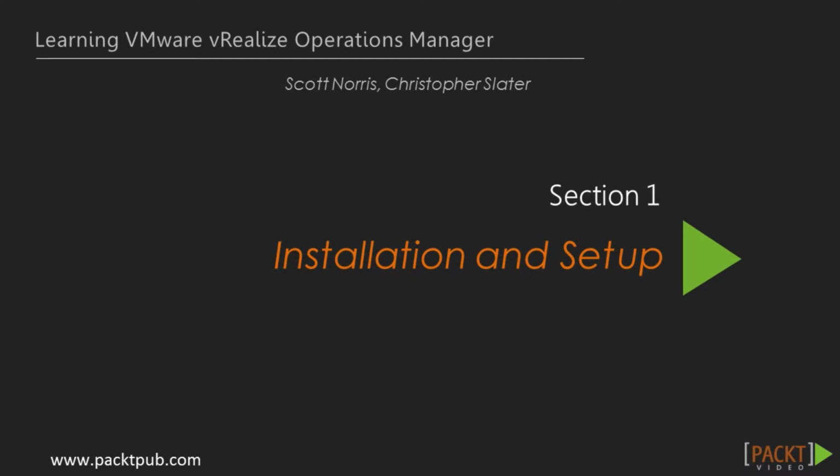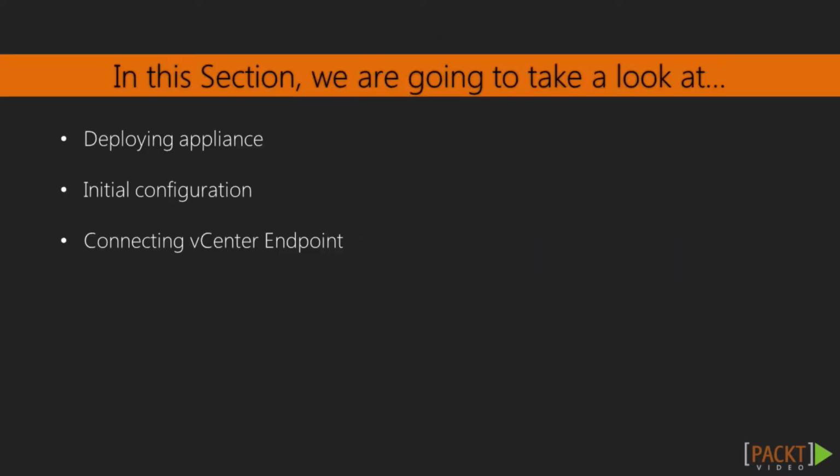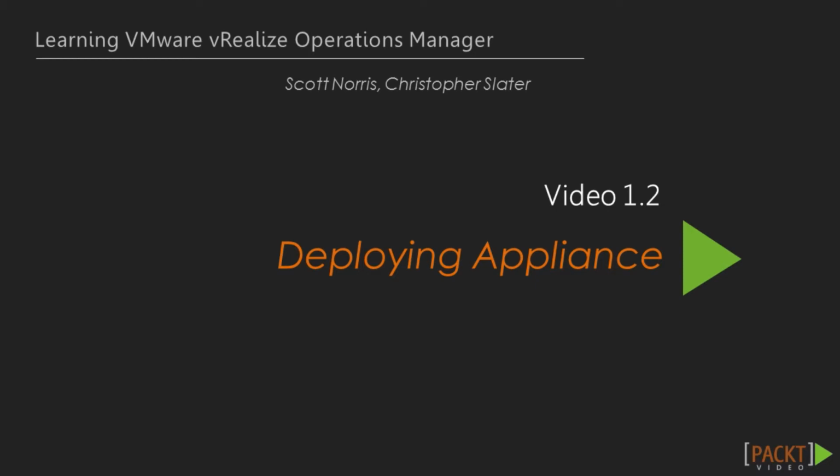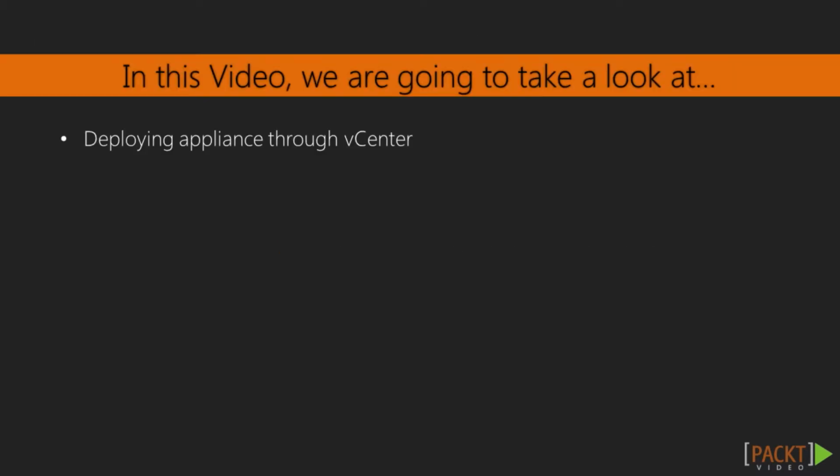Hi, and welcome to the section, the installation. In this section, we're going to take a look at deploying the appliance, the initial configuration of the vRealize Operations Manager appliance, and then connecting the vCenter endpoint. In the first video, we'll be looking at deploying the appliance. And this video is very simple. It's going to download the OVA and deploy the appliance through vCenter.